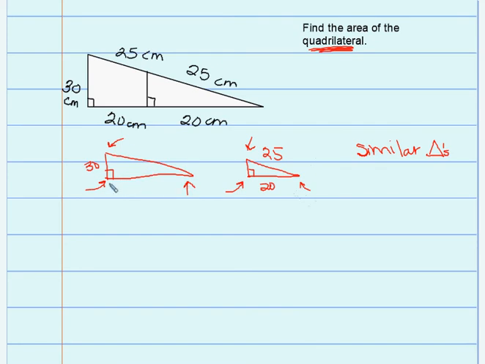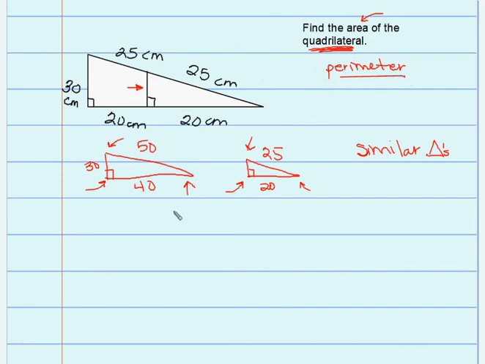So if I find the side length of the large triangle, which would be 40, and I know the side length of the large triangle would be 50, I can find this missing side length here. Okay, now you don't need that to find the area. You need that to find the perimeter, and you're going to have to do those problems as well.